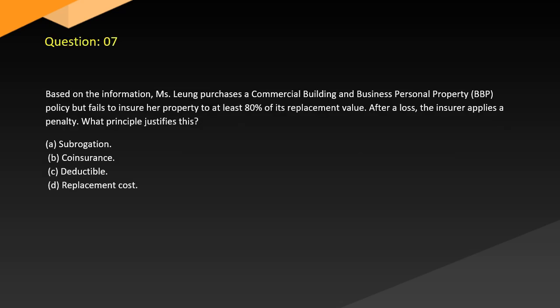Question 7. Based on the information, Ms. Loon purchases a commercial building and business personal property (BPP) policy but fails to insure her property to at least 80% of its replacement value. After a loss, the insurer applies a penalty. What principle justifies this? A. Subrogation. B. Coinsurance. C. Deductible. D. Replacement cost.